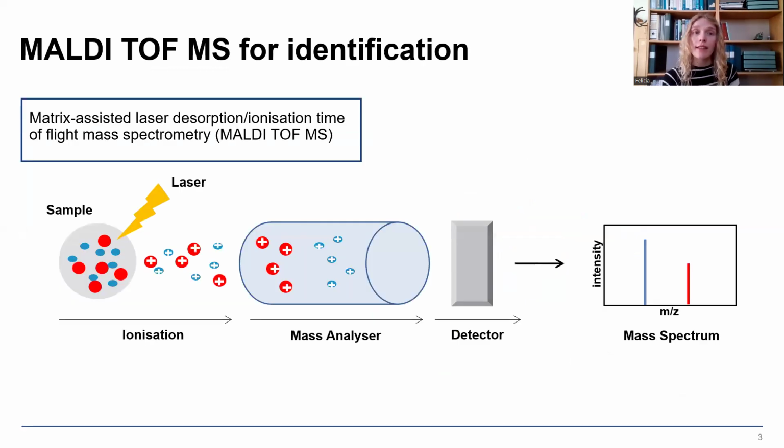So one of the techniques that I use to analyze these samples is matrix-assisted laser desorption ionization, time-of-flight mass spectrometry. So we have our samples, which we will mix with a matrix. A laser will then ionize these molecules in our sample. The ions will then be separated in a mass analyzer based on their mass to charge ratio. They will then reach the detector and we will get our mass spectrum.